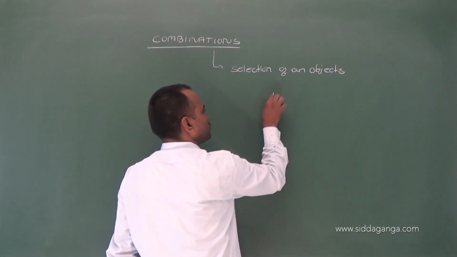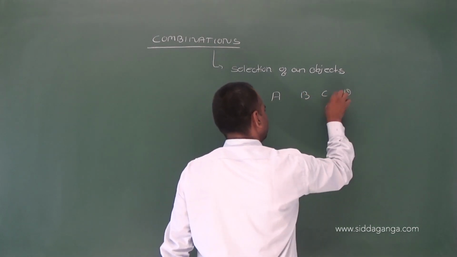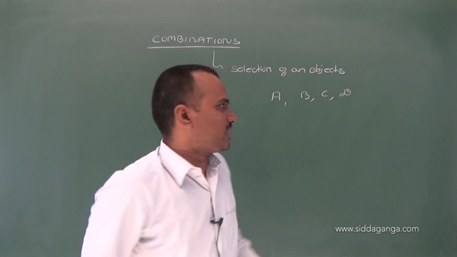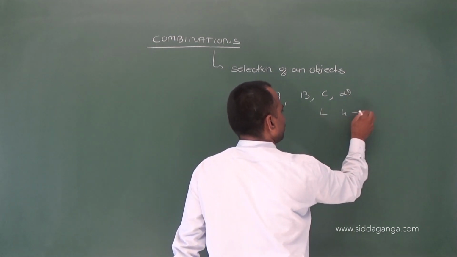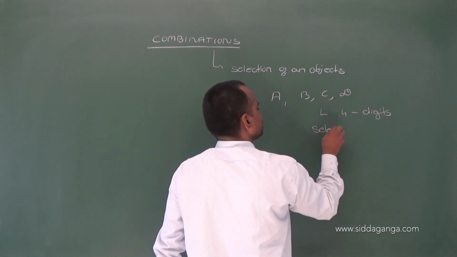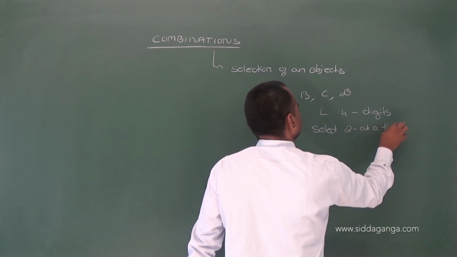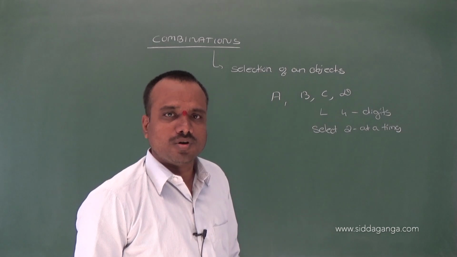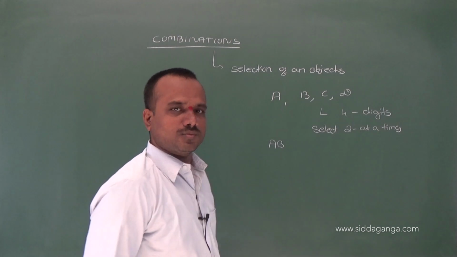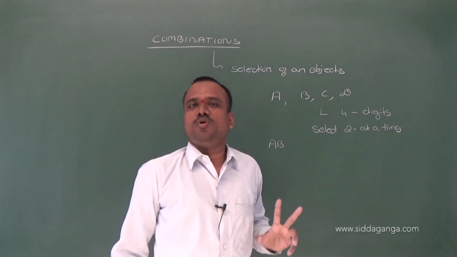For that, observe here. We have 4 alphabet letters A, B, C, D. We have to select 2 at a time from 4 objects. Select 2 at a time. Which one is? AB. One selection.